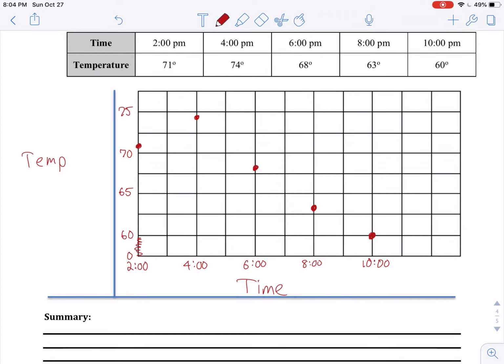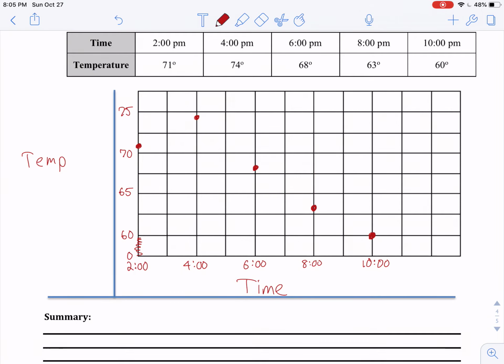One more question: do you guys think it would make sense to connect these dots or no? Does temperature just jump like this, going from here to here to here to here? Does it stay at 68 degrees, and then when it turns 8 o'clock, it jumps down like this, or is it a continuous thing? Yeah, it's a continuous thing.